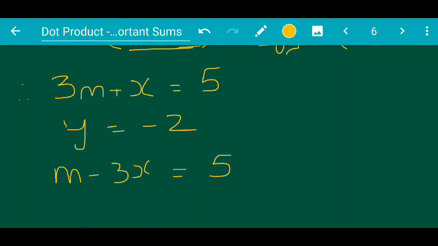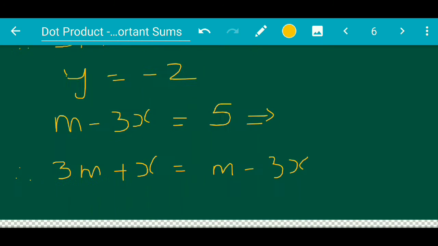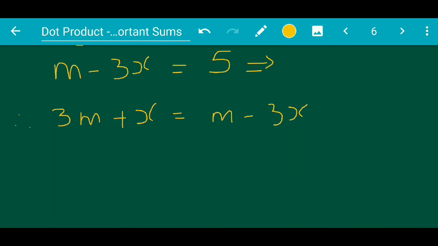is equal to 5. Now compare this equation and this equation. Both the equations on the RHS we are getting 5. That means we can equate both the terms. So therefore we can write that 3m plus x is equal to m minus 3x. Okay, 3m plus x is equal to m minus 3x, and simplifying further, we bring the m terms on one side and the x terms on the other side.